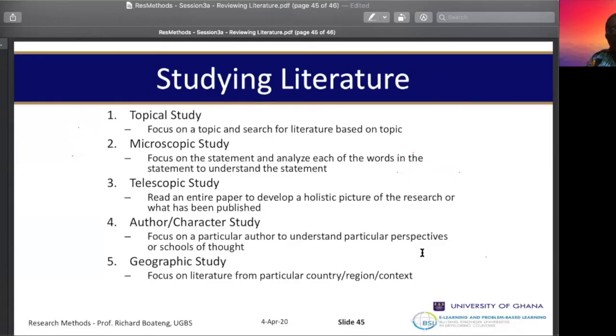Then sometimes some students do what we call an author or character study. They find one author, like Professor Abo, who has published on small business financing, and they want to know all the other good papers on small business financing from a Ghana perspective. They start Googling the name of the person so that all the papers on small business financing that he has, they can use to do their work. You can use it to study the different issues and how he changes his view over time. So character study or author study matters.